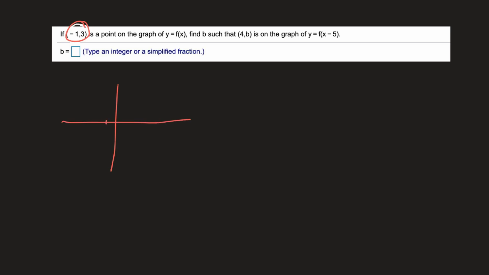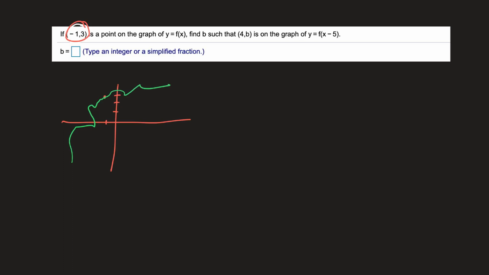And I have -1, +3. So a point right about there. And it's on a particular graph. And so let me just make up a graph. So it goes like this, whatever. It goes through that point, whatever. So it's got a graph.